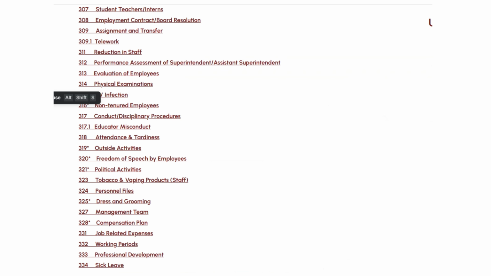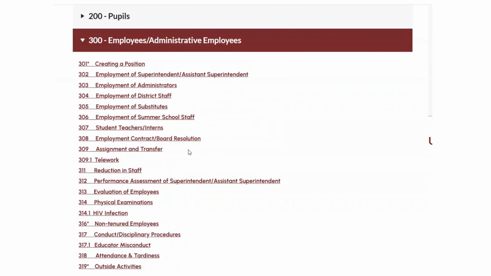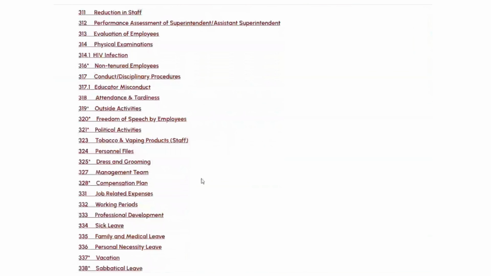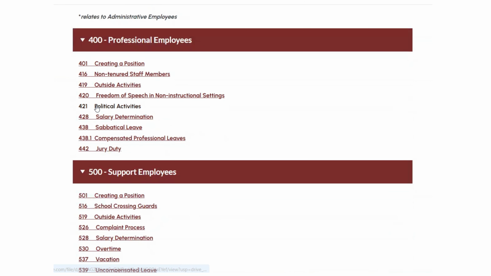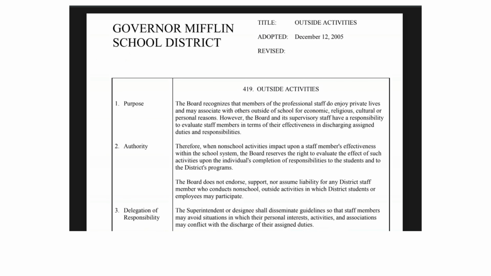The next policies for us to review are related to outside activities of employees. You will note on the policies page there are several policies that appear to be duplicated. They are under different categories. For example, Policy 319 on outside activities under employees and administrative employees is the same policy as 419 and 519, depending on your role within the organization. Despite being separated based on role, the spirit and intent of the policies remains the same.